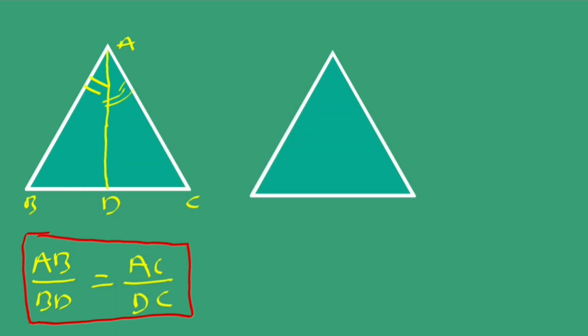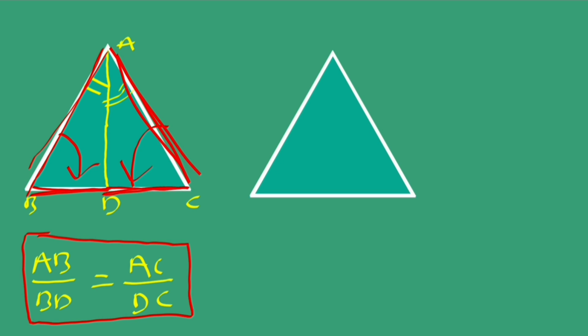AB is this line, no? This line divided by BD, this line, is equal to AC, this line, divided by DC, this line. This AD line is the interior angle bisector. This line is inside the triangle, no? So that's why it is called interior angle bisector.